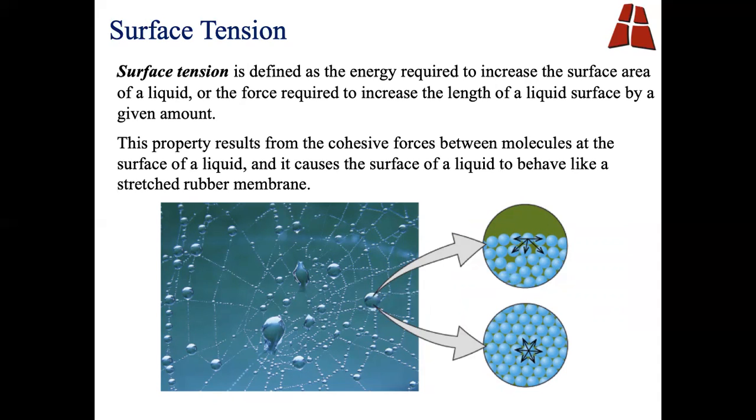It ultimately results from cohesive forces between molecules. That is to say, in our example here, our water molecules are sticking together because of their intermolecular forces, and it causes the surface of that liquid to then behave like a stretched rubber membrane.